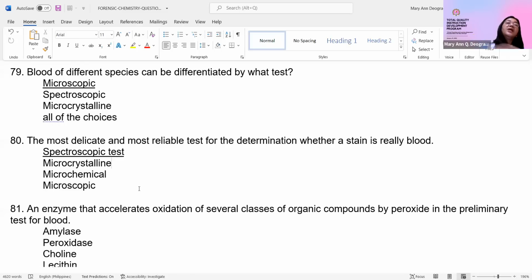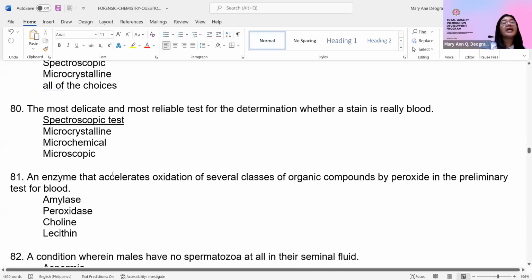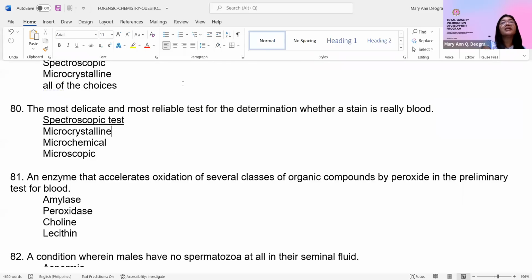Okay, number 81. An enzyme that accelerates oxidation of several classes of organic compounds by peroxide in the preliminary test for blood, which acts as oxygen carrier. Anong sagot? Letter B. Okay. Nag-aral si sino to? Si Barok? So, peroxidase.